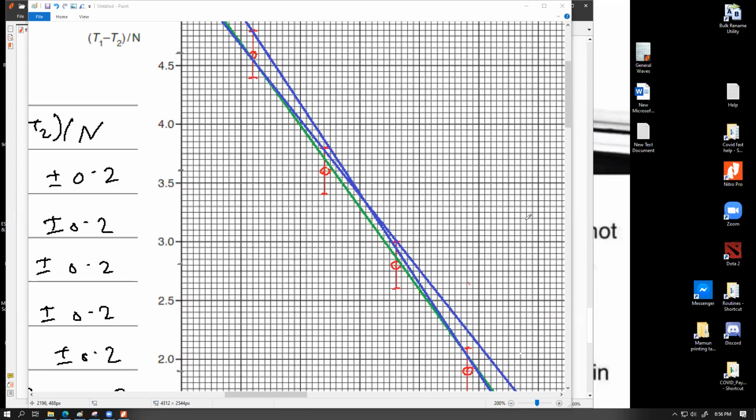So if both of them go through all the error bars, we go for angle. If both of them miss at least one of the error bars, we go for the angle. Only for the unique case that one of the worst fit lines goes through all the error bars and the other one misses out at least one, we choose the one that goes through all the error bars. That's a very exclusive case.